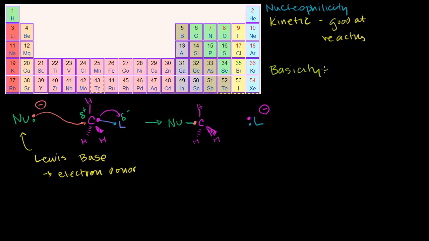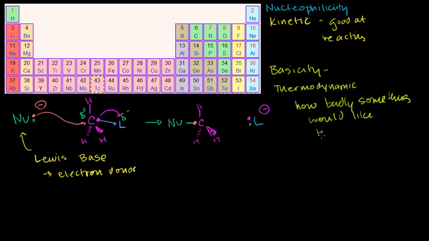Basicity is a thermodynamic concept. It's telling you how stable are the reactants or the products. So it tells you how badly something would like to react. For example, we saw the situation of fluorine.